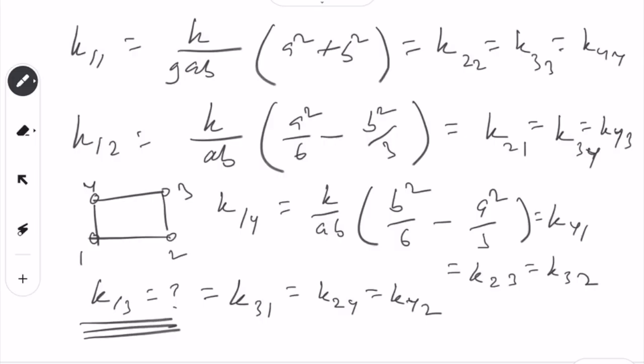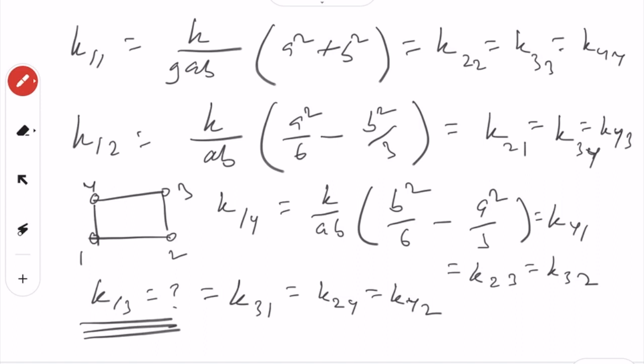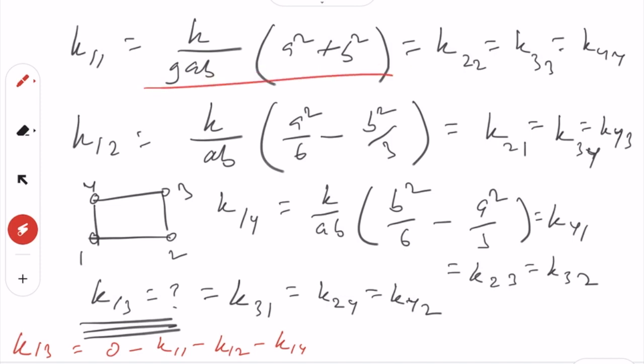Note that there is one shortcut to finding out K13, and what is that shortcut? So you know that in the stiffness matrix, all the rows will add up to 0. So what I mean is, you can find K13 is equal to 0 minus K11 minus K12 minus K14, where the values of these are given here, like this is K11, K12 and K14.